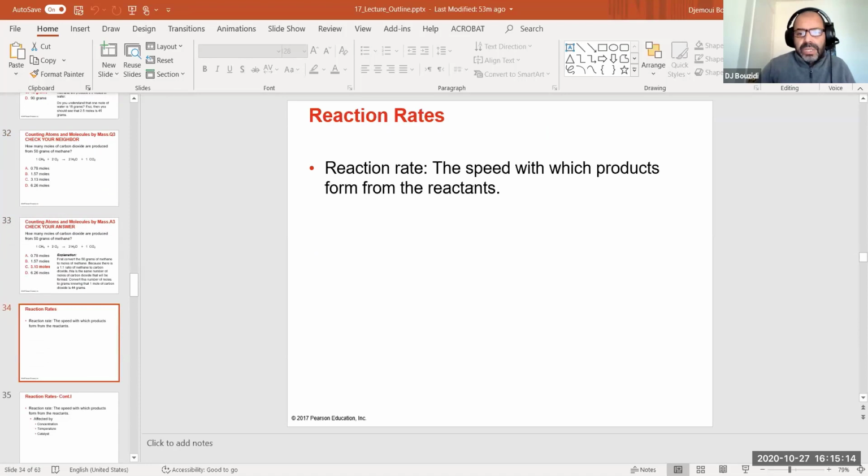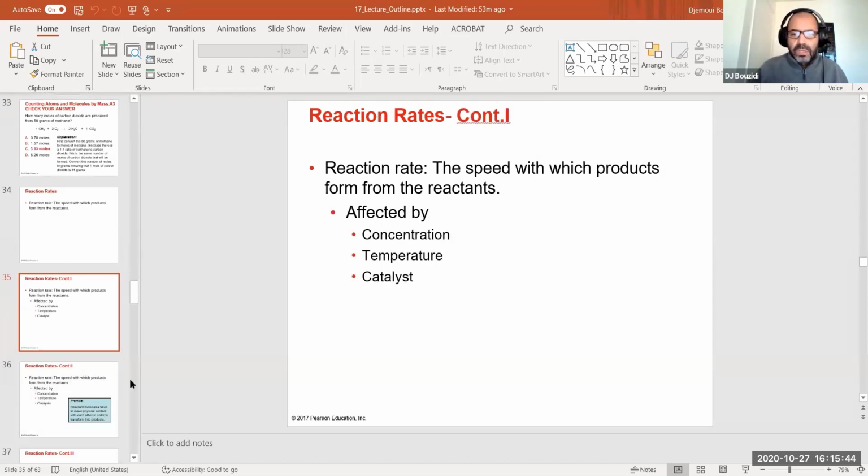Again, we talked about the reaction rate, the speed with which products form from the reactants, which are basically disappearing. In this case, we actually use the concentration. For example, if I have some reactants and see how fast they are going, I can say this is the rate of the reaction. I also can rate it in terms of the products, how many products are appearing. It's the same thing, because at the same time when reactants are going away, the products are appearing. So it's the same ratio.